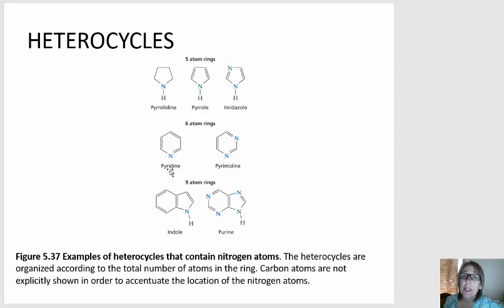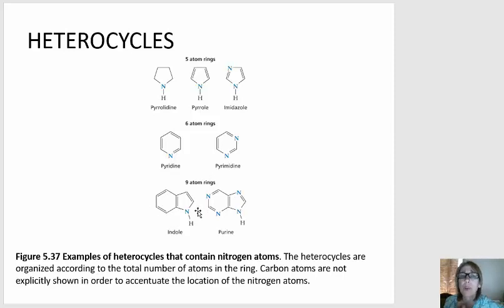If there are a total of 6 atoms in the ring, 1 nitrogen and 3 double bonds, it's actually resonance, but for our purposes, we'll just look for the 3 double bonds. That's known as pyridine. And if there's a 6-membered ring with 3 double bonds and 2 nitrogens separated by a carbon atom, that's known as pyrimidine.